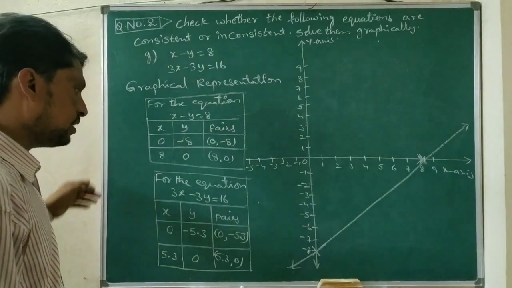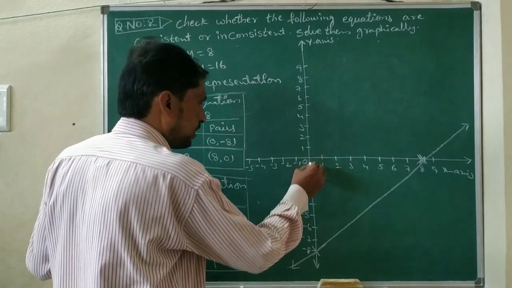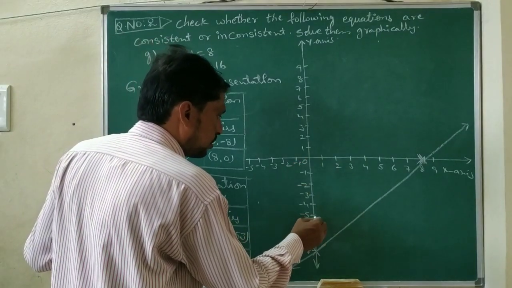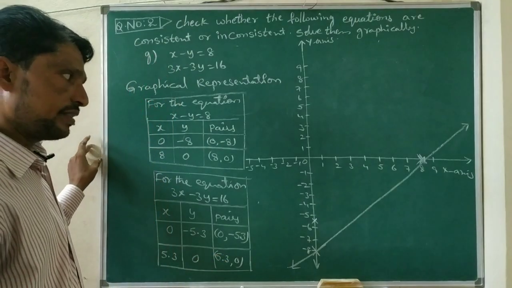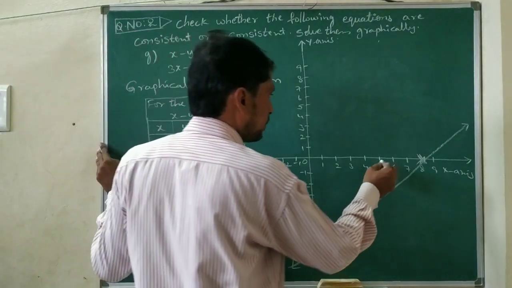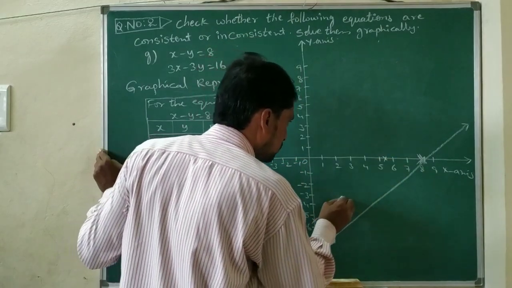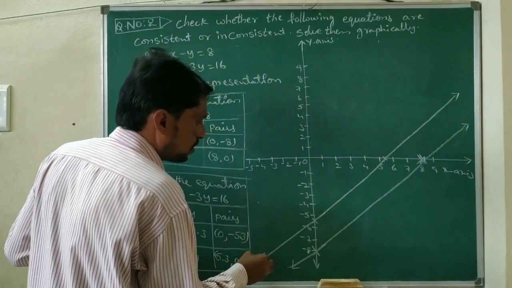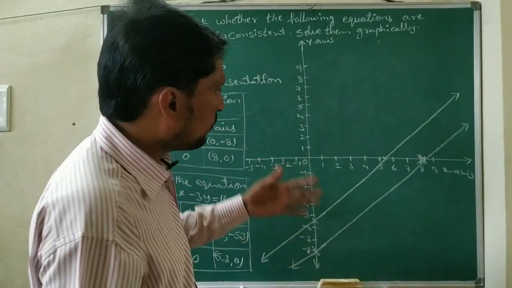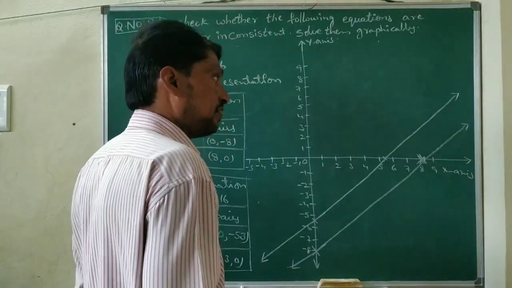Next, for the second equation, 0 comma minus 5.3. So 0 and this is 5.3 on the y-axis. Next it is 5.3 comma 0, so we get 5.3 comma 0 on the x-axis. Join that one. So how are they? Both are parallel lines, like a railway track.